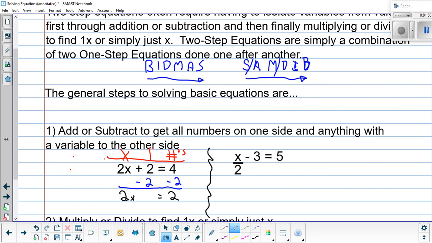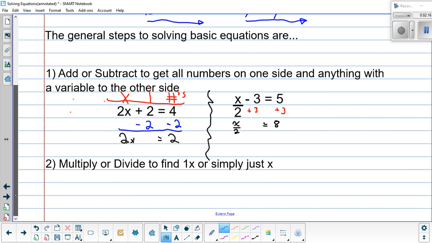Okay, so now let's look over to this example over here. Same thing. I'm going to not times by 2 first. I'm going to add 3 to that side, add 3 to this side. That way I'll be left with x over 2 equals 8.